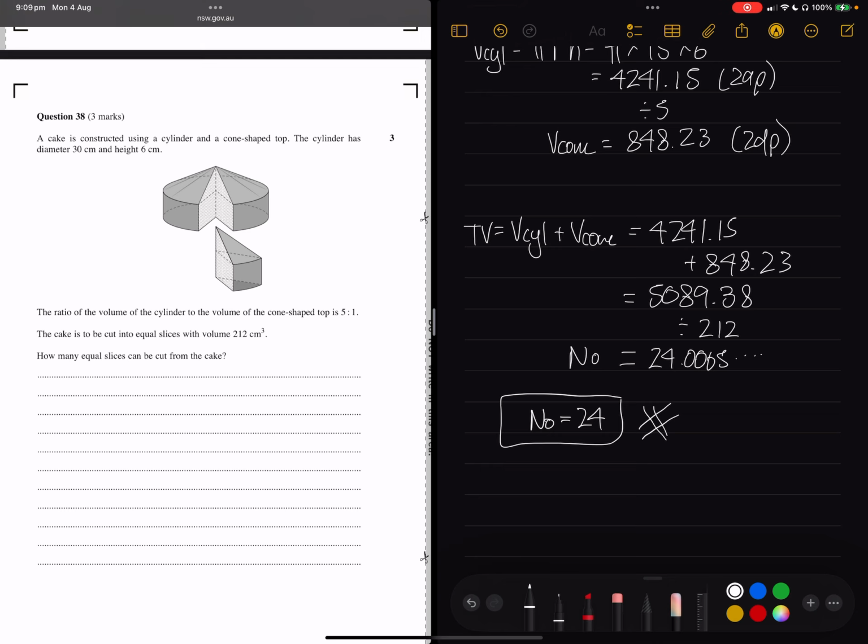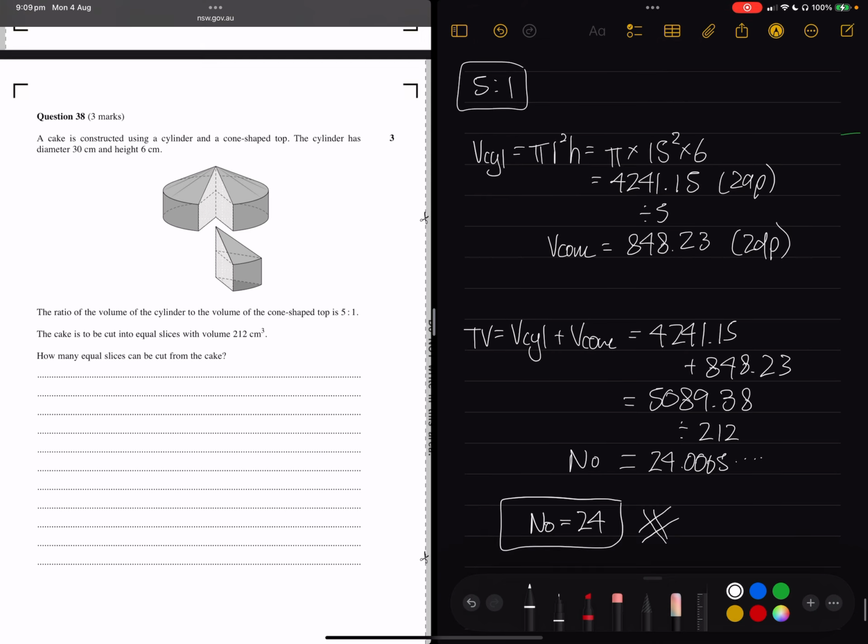The real trick of this question was converting the ratio to find the equivalent volume. And that is somewhat challenging to do, but if you're told the full volume of the cylinder, divide it by whatever its ratio component is, divide it by 5, multiply by whatever the cone ratio is. So if it was 5 to 2, you divide it by 5, multiply it by 2, and that would give you the cone. So here it was just dividing it by 5, adding it together, dividing it by the slice volume, and that gave you the total number of slices that you could make. So this is the answer to question 38.